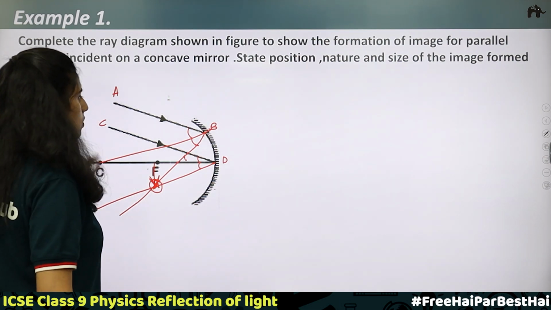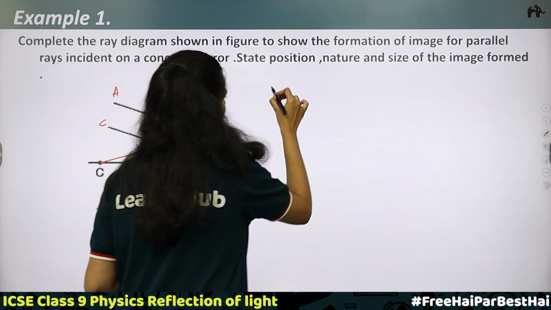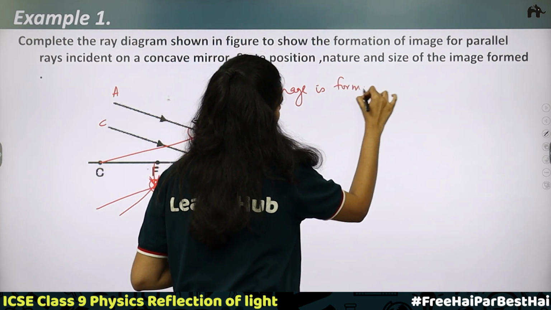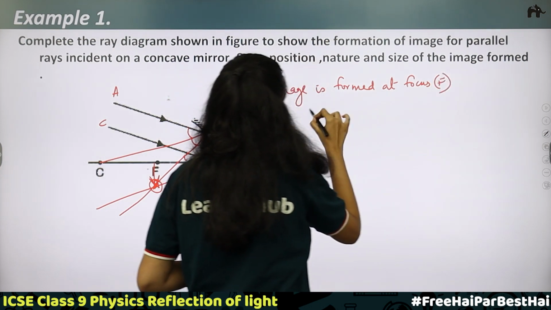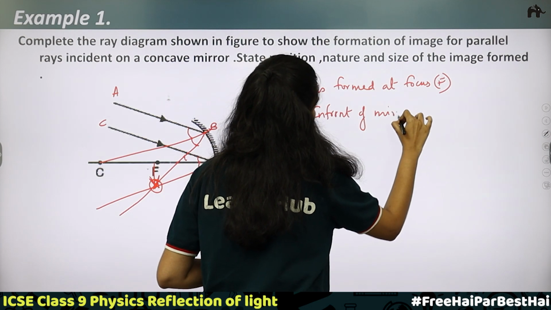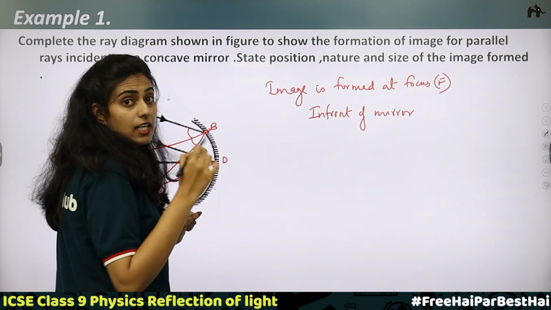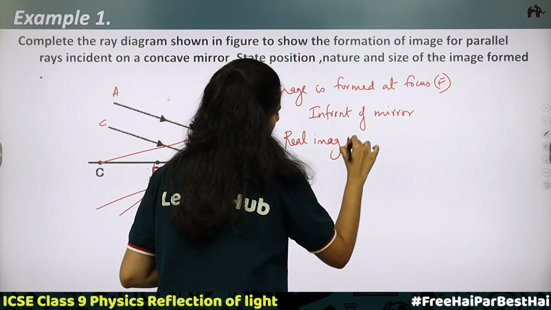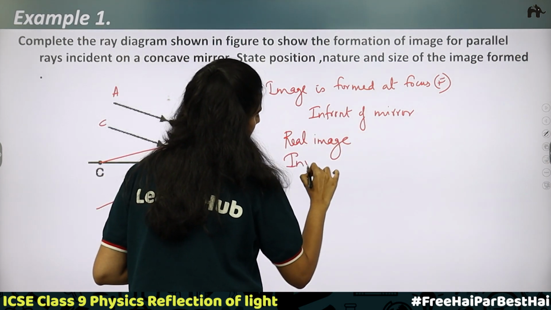Now, what are the properties? State the position. Where is the image formed? The image is formed at the focus, in front of the mirror. Nature of the image: the image formed is a real image. It can be obtained on a screen. Real image. Next, real images are always inverted. Inverted image.